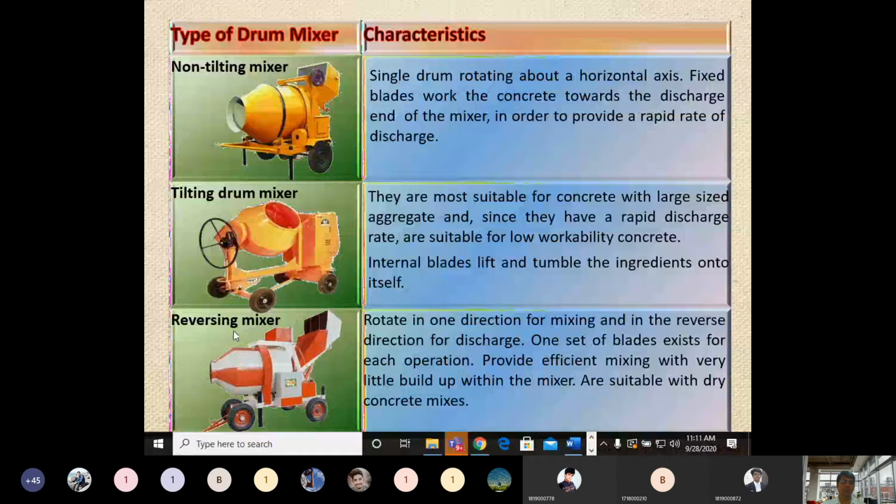Then we also saw the reversing mixers. In the case of reversing mixers, the characteristics are that they rotate in one direction for mixing and in the reverse direction for discharge. One set of blades exists for the operation, and it provides efficient mixing with very little build-up within the mixer. They are suitable for dry concrete mixes. So these are the special characteristics of the types of drum mixers.